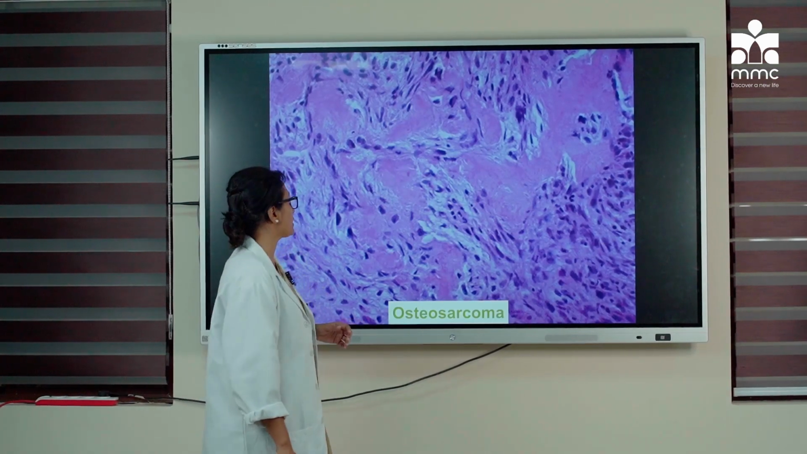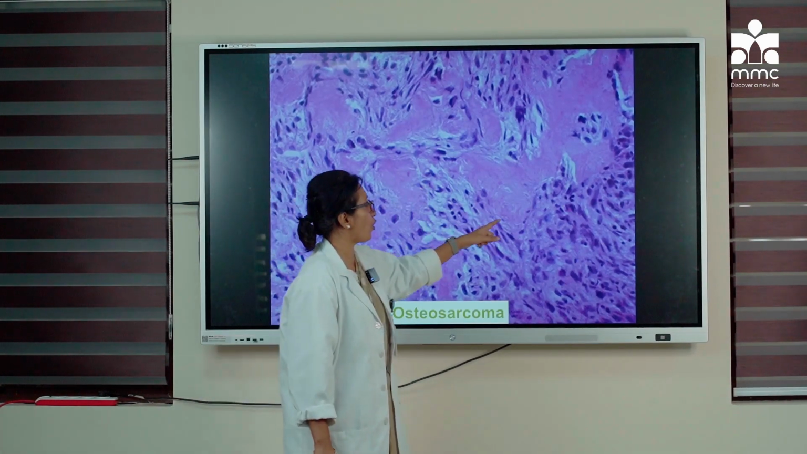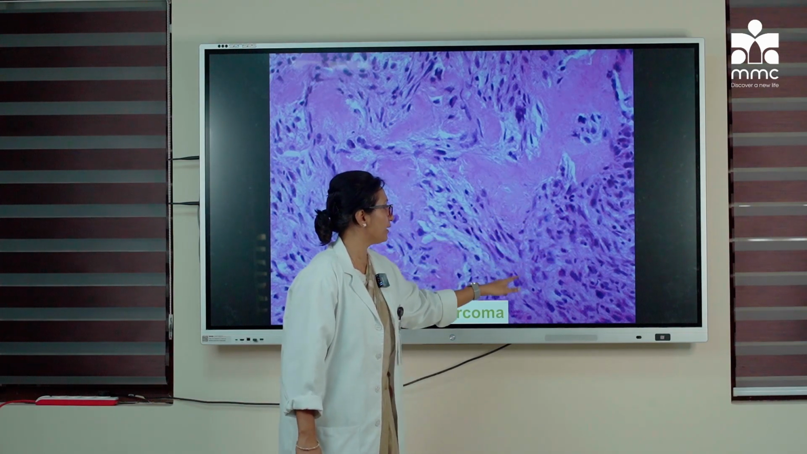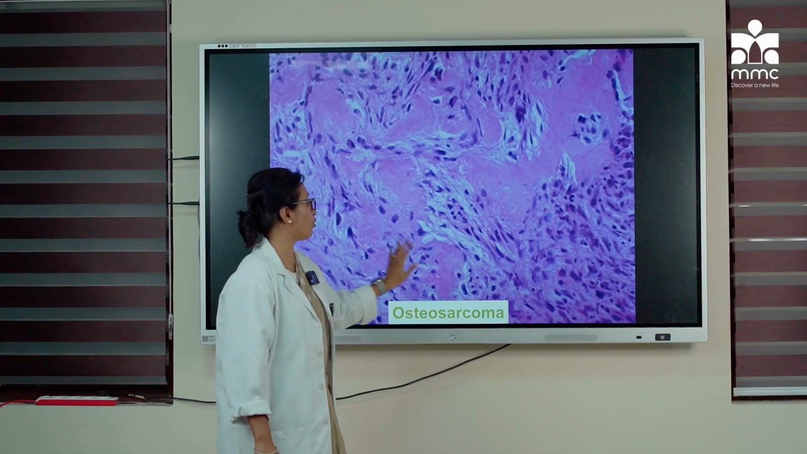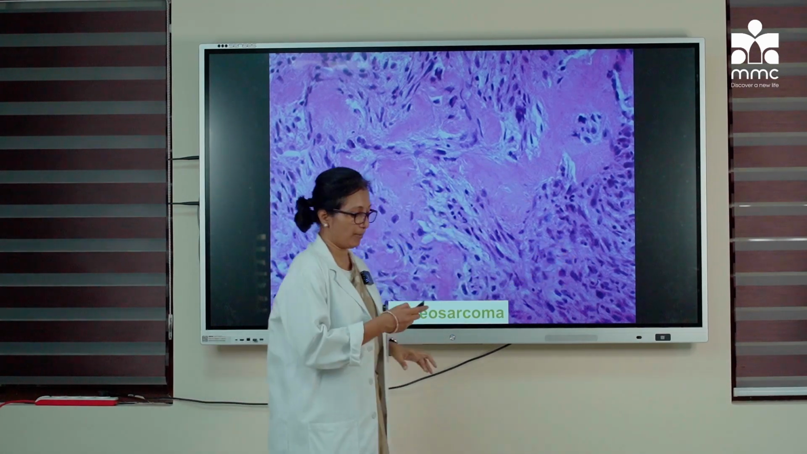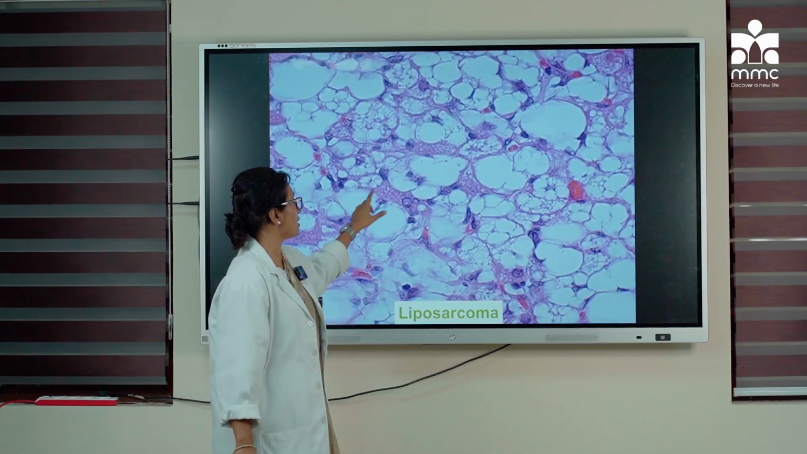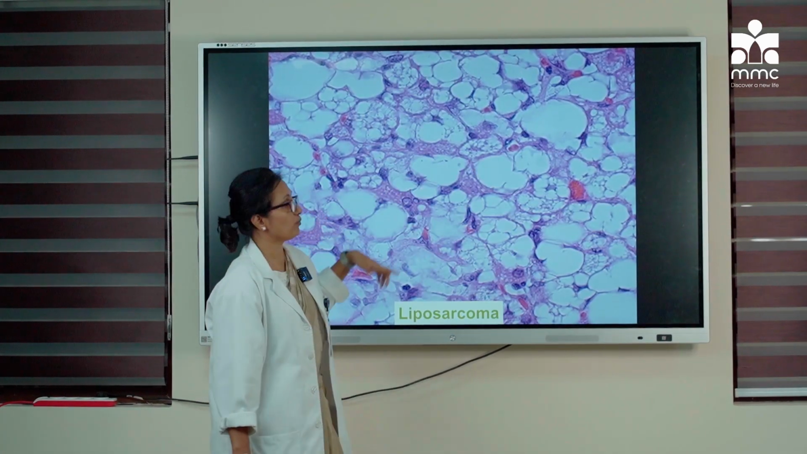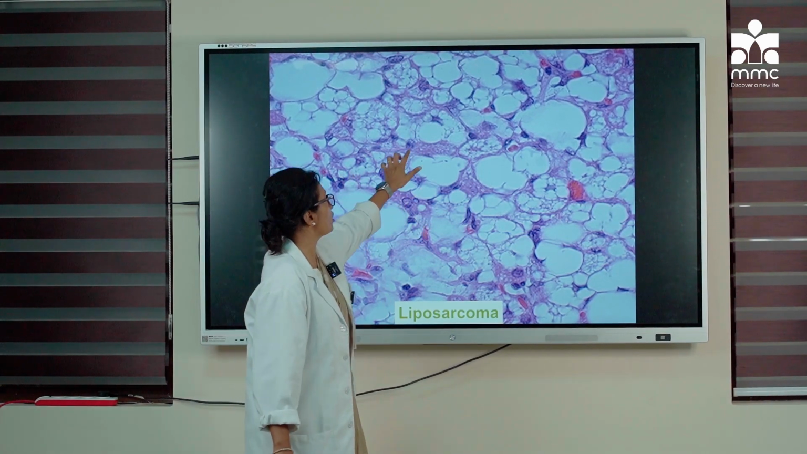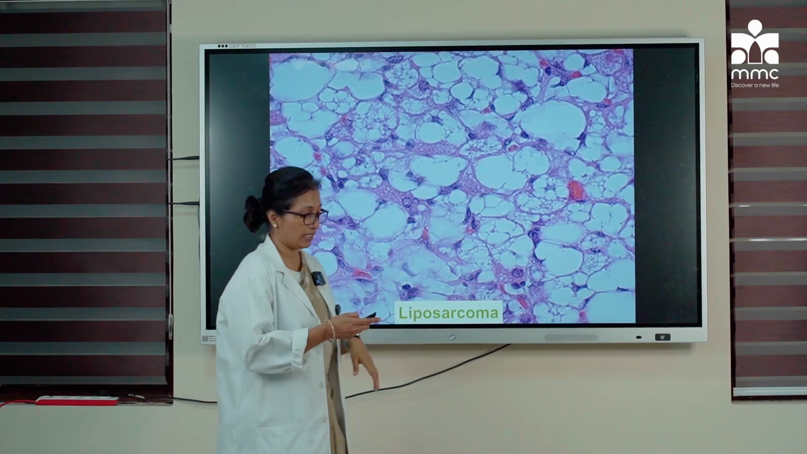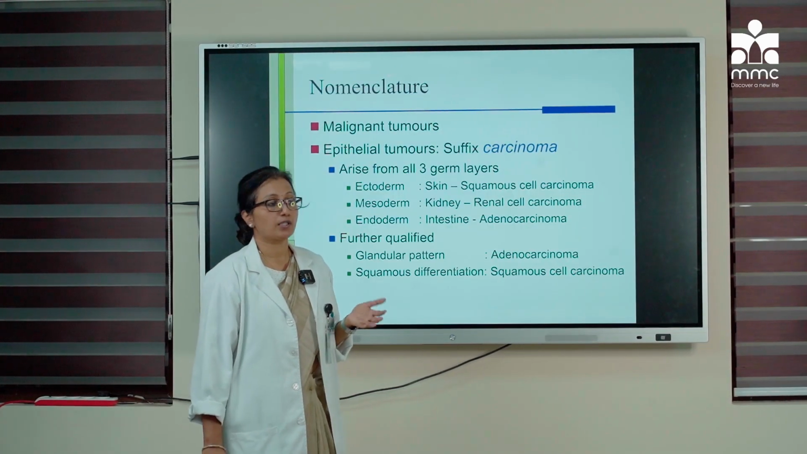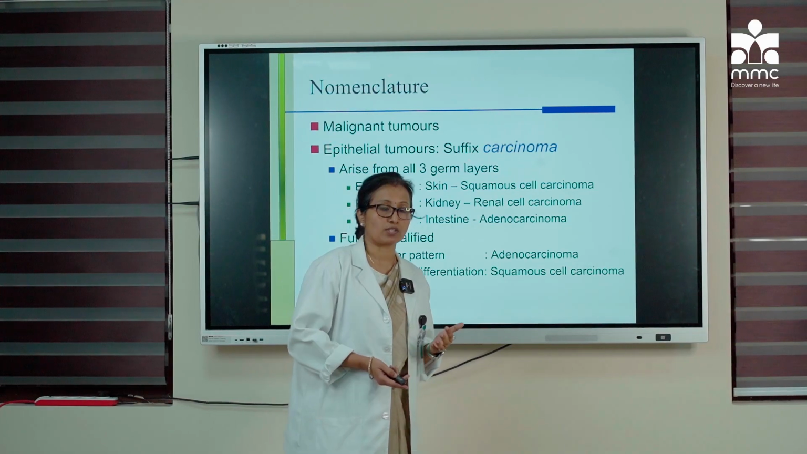Let me show you some examples. This is the osteoid, and you can see certain dark colored angry looking spindly cells. This is called osteosarcoma as it contains osteoid, and this is the malignant component. This is fat cell, and when I compare to the previous one, which was an empty vacuole, here the nuclei are looking more angry. So this is liposarcoma.